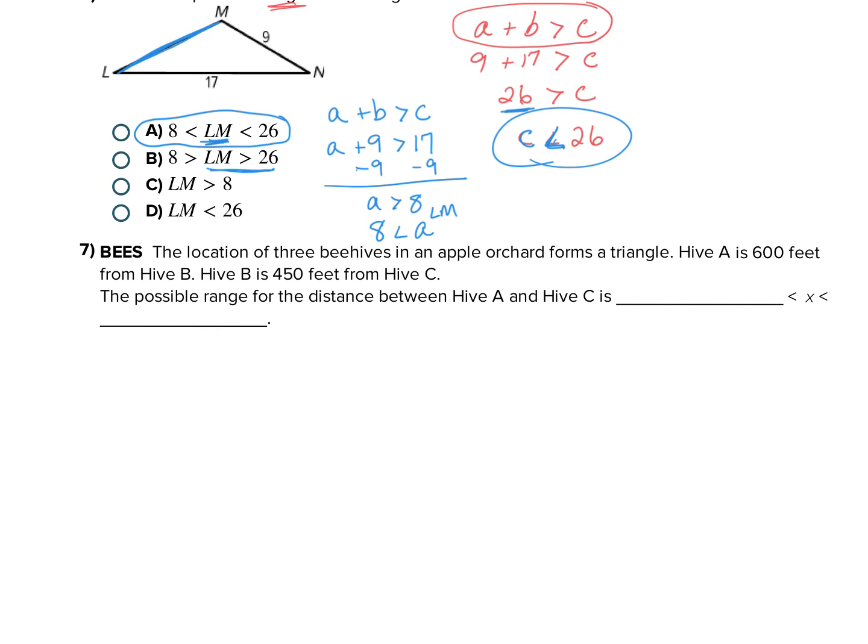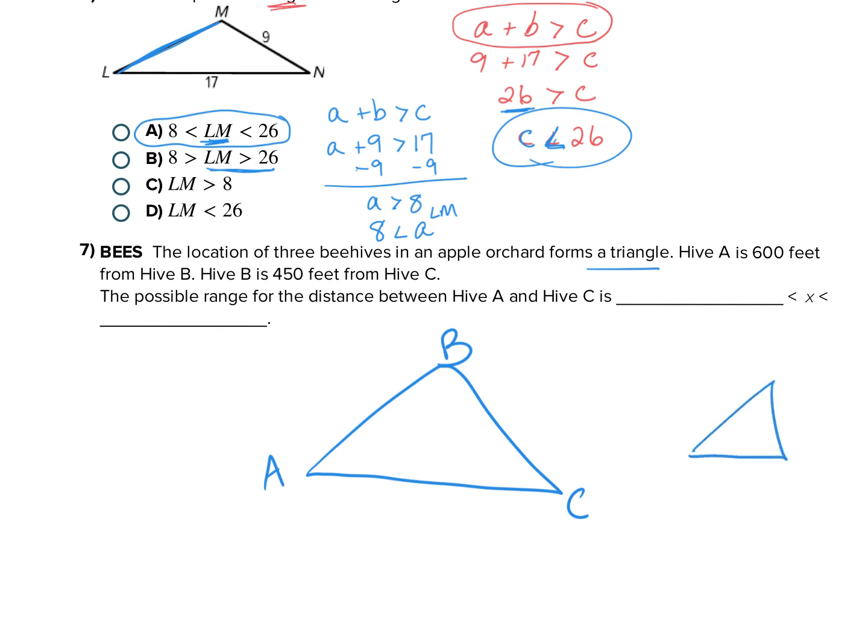Okay, number 7, we have the location of 3 beehives in an apple orchard, which forms a triangle. So that means I'm going to draw a picture. It says it forms a triangle, so I'm going to draw a triangle. Now, does it matter where I label A, B, and C? No, it does not. As long as you label your vertices in order, either clockwise or counterclockwise.